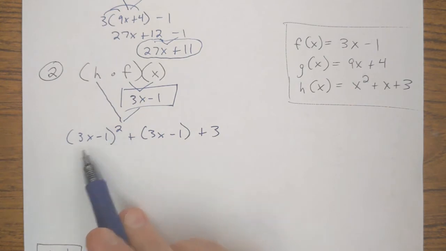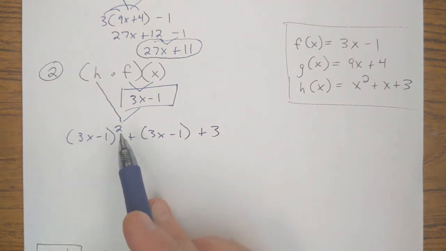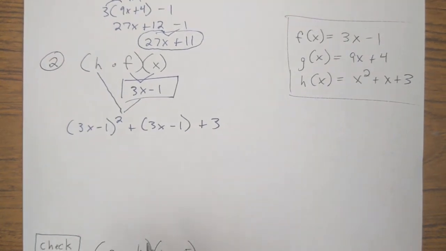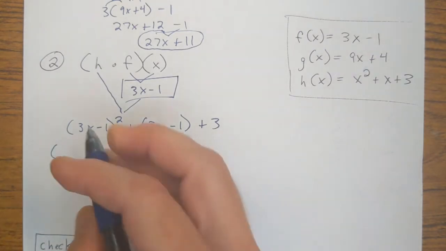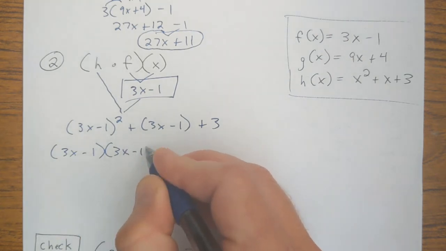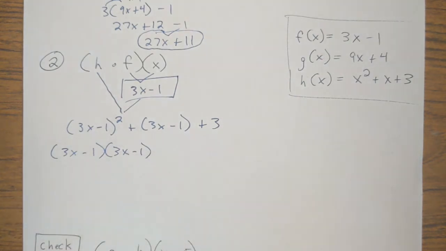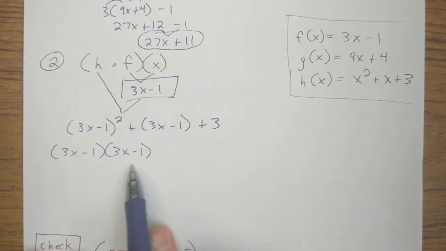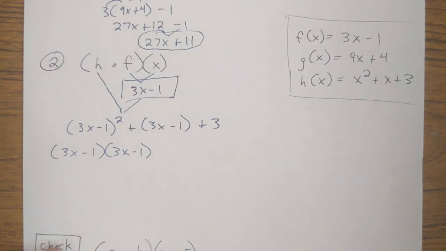Now another is the fact that this 3x minus 1 is called a binomial. This binomial is being squared. I don't know how much you remember back from your previous algebra classes, but when you square a binomial, you actually have to FOIL these two expressions together. So 3x minus 1 squared means 3x minus 1 times itself. 3x minus 1 times 3x minus 1. And when you multiply two binomials together, it is called the FOIL method.